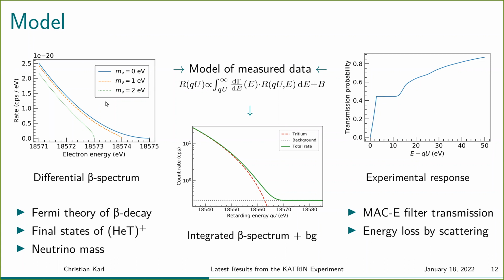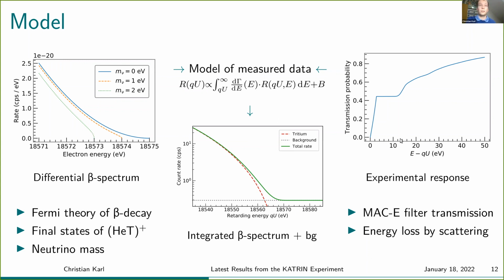The Fermi theory. Oh, okay, so that's not a lot. All right, so as mentioned, this differential beta spectrum consists of the Fermi theory of beta decay, but also the final states of helium T+. Since we have molecular tritium in our source, the molecule can vibrate or rotate, and this takes away some energy of the decay and has to be known very precisely, these states, and can be calculated from theory. And of course, also the neutrino mass impacts the differential spectrum. Otherwise, we wouldn't be doing anything useful.